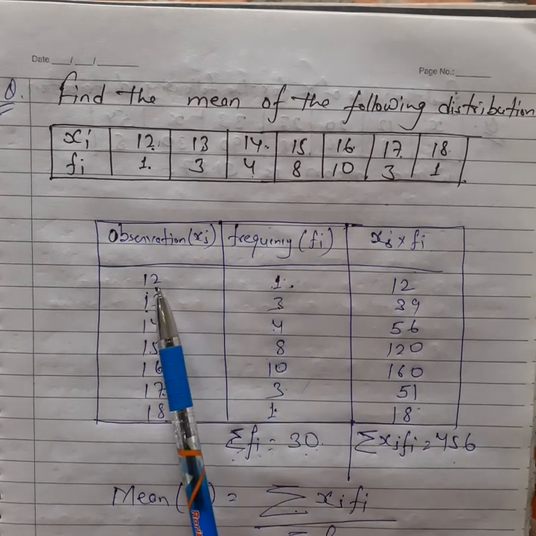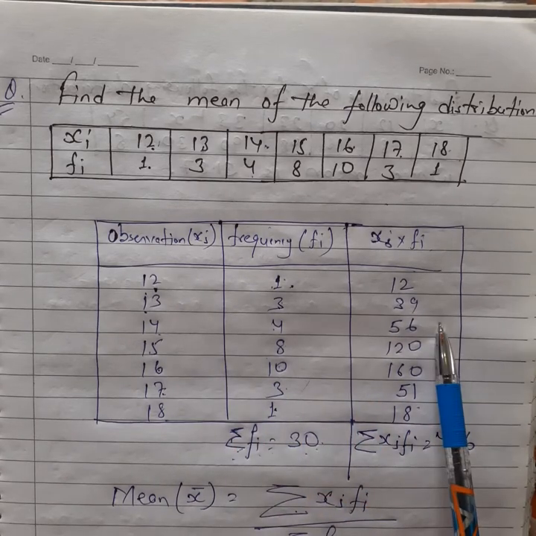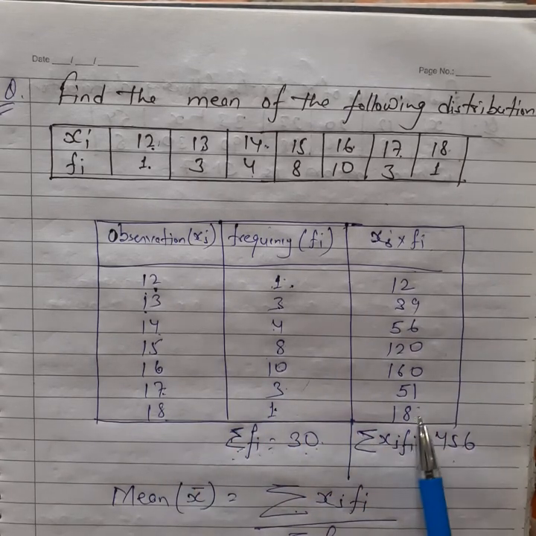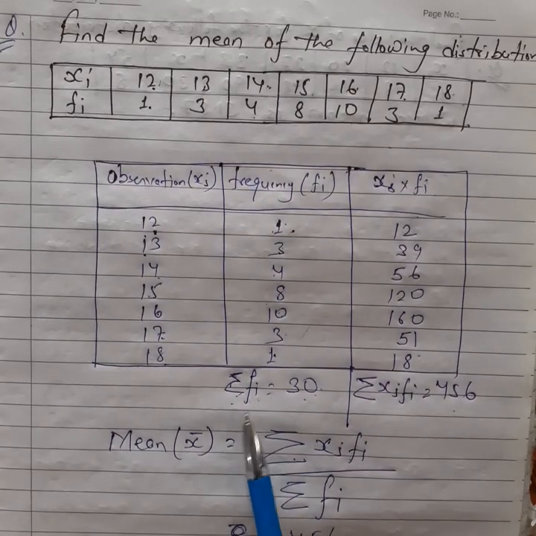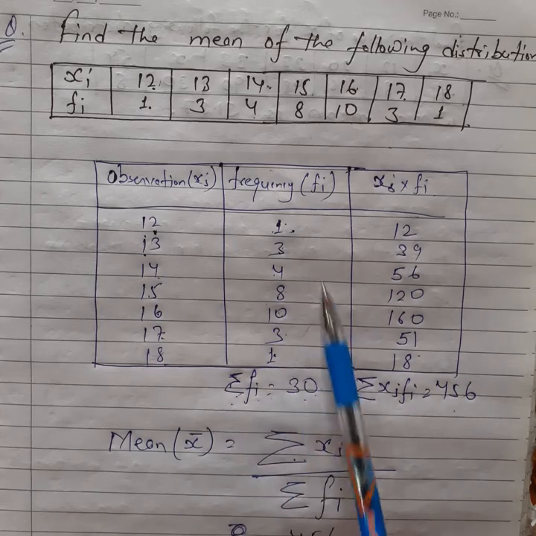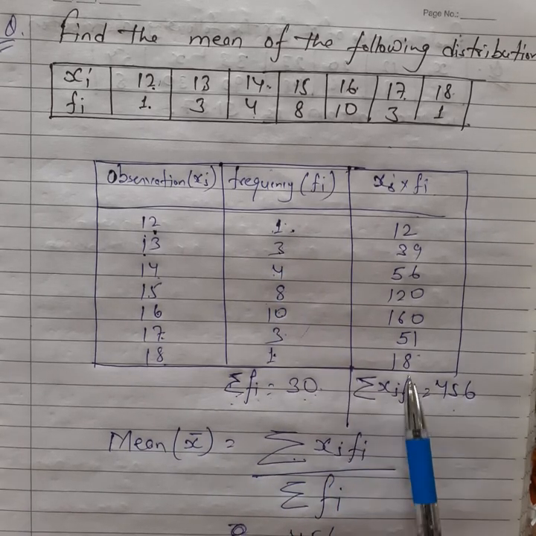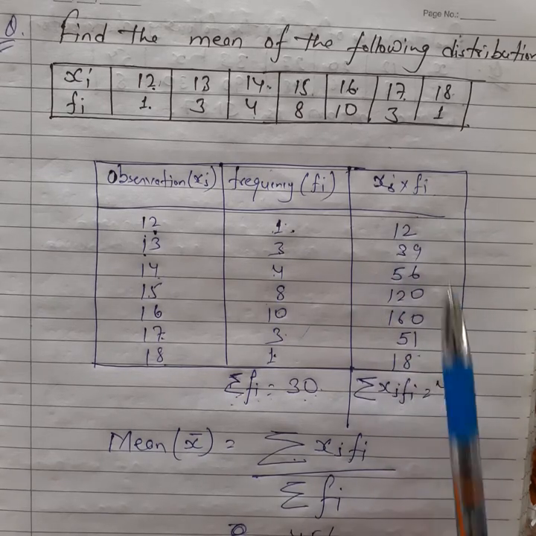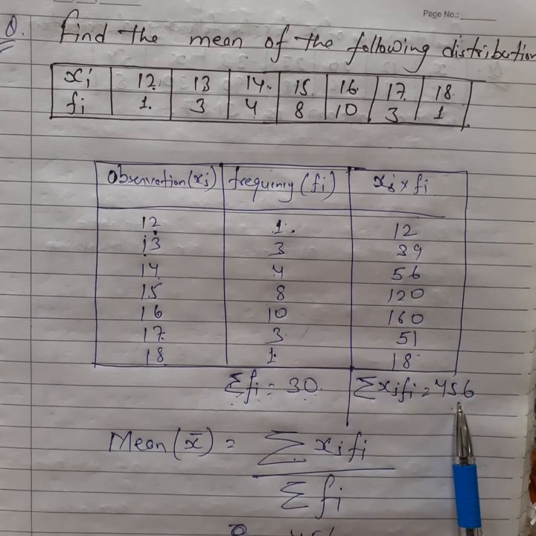So 12 times 1 is 12, 13 times 3 is 39, 14 times 4 is 56. Similarly, we can find out for all the observations. Now this is the sum of all the frequencies, sigma fi. By adding we get 30, and here we find the sum of all the xi fi, that is sigma xi fi, and we get 456.